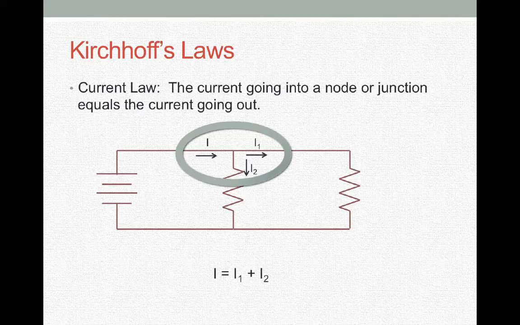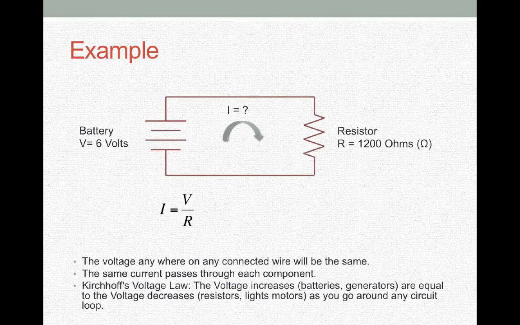Kirchhoff's current law states that the current going into a node or a junction has to equal the current going out. So I going into the junction circled here has to be equal to I1 plus I2. So what goes in has to come out. And similarly, going around the loop, I1 coming down and I2 coming down come back into this second node at the bottom, and those add to equal I coming out of the bottom node.